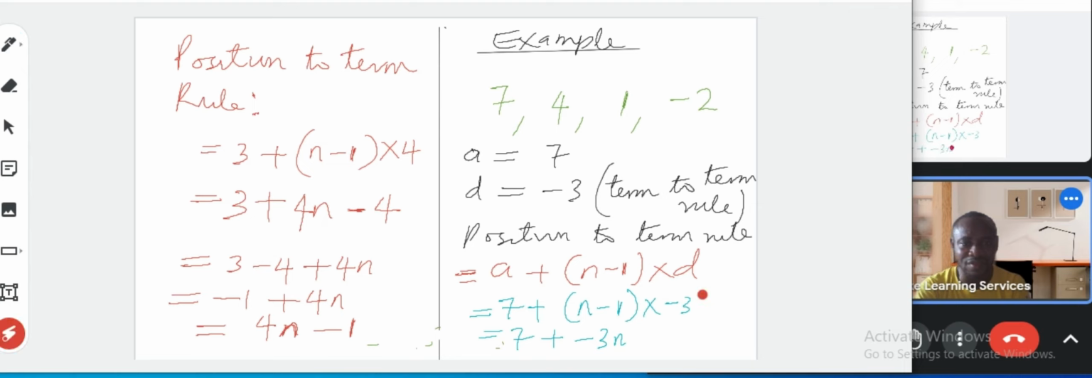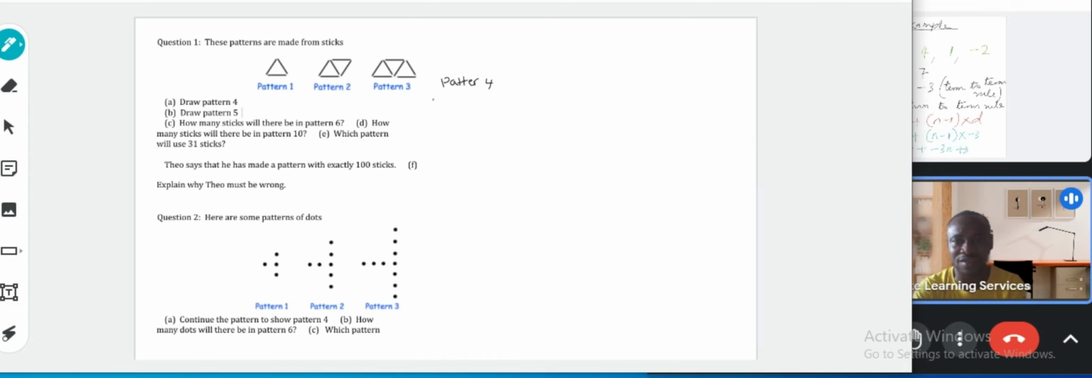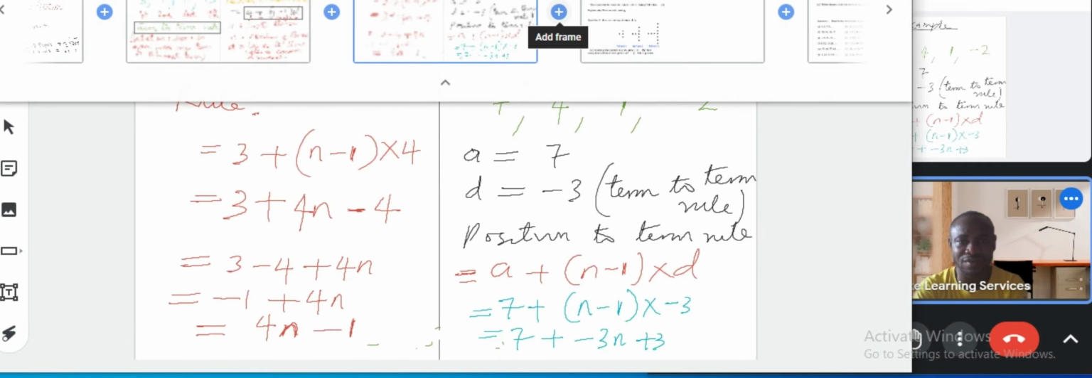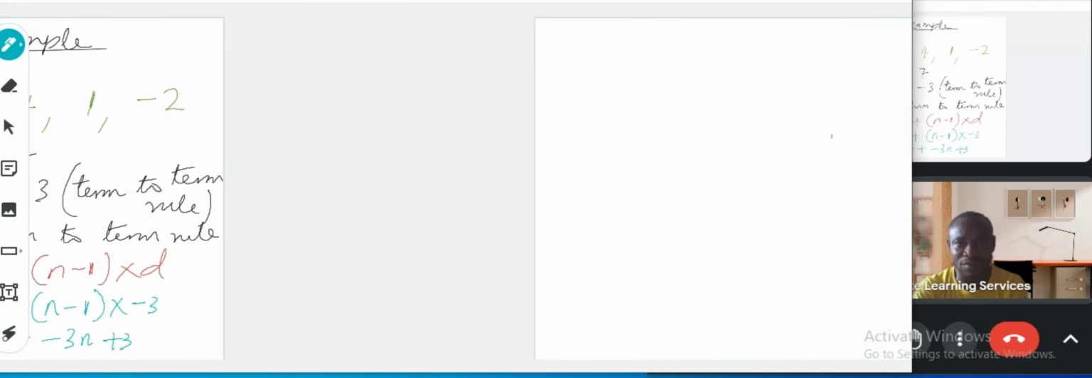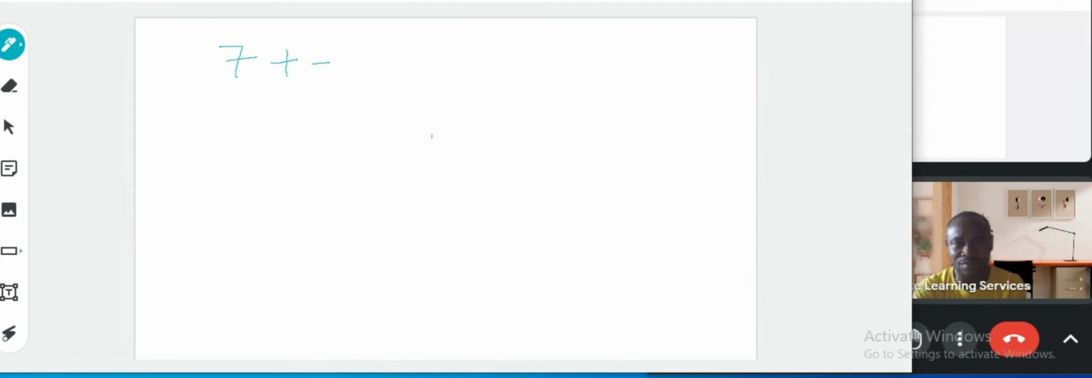And what is minus 3 times minus 1? That's plus 3. Remember? Plus 3. So we have 7 plus minus 3n and plus 3. So let me go to the next page and write it. I need to create another box. So what's that again? 7 plus minus 3n plus 3.